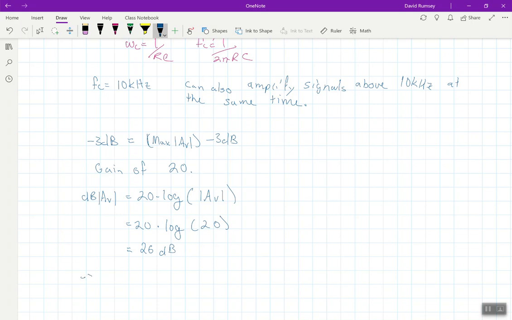So the minus 3 dB point is 26 minus 3, which would be 23 decibels. So when we're saying the minus 3 dB point, it's not negative 3. It's minus 3 from whatever the maximum is. So in this case, my minus 3 decibel point would be 23 decibels at the cutoff.